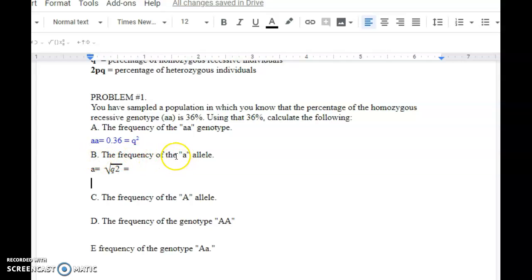All right, for part B, we want to know just what's the frequency of having one little a. In other words, we have to solve for Q. So how do we get Q from this? Well, we have to take the square root of Q squared.